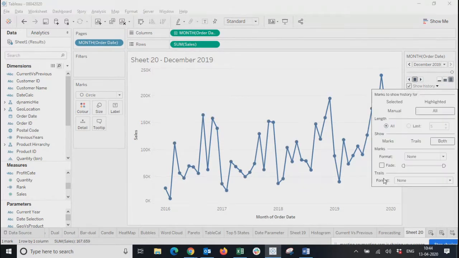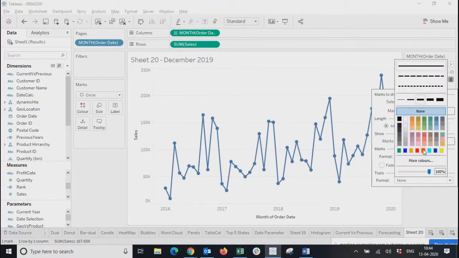Then you can go to trails. Trails is basically the trend line. And over here also you can put some color if you wish, in order to show the trend. So for example, we selected something.